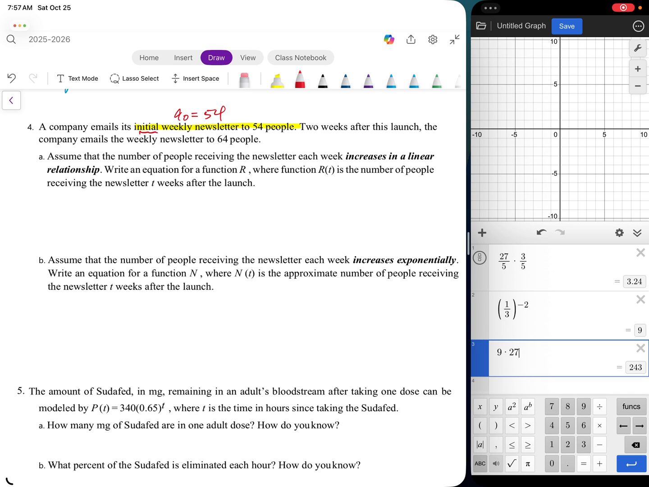Two weeks after the launch, the company emails a weekly newsletter to 64 people. Well, guess what? Two weeks, a sub 2 is equal to 64. So you're given the initial and you're given something 2 weeks later. You have to interpret it as you go. Or you can write it in terms of ordered pairs. You can write it as 0, comma 54, and 2, comma 64. However you want to write your information and organize it, these are terms in the sequence.